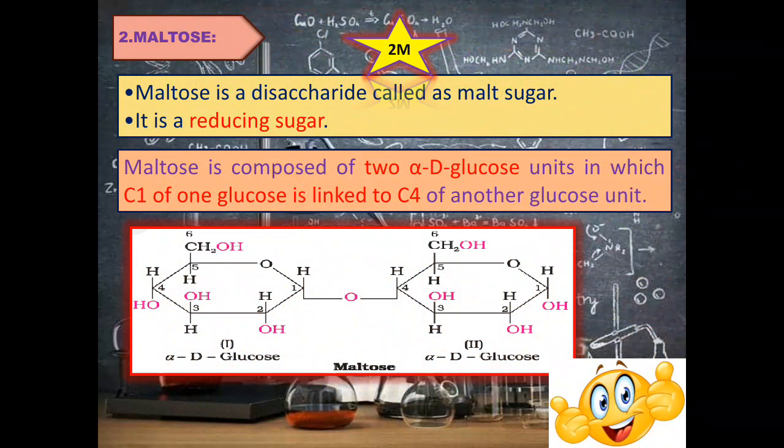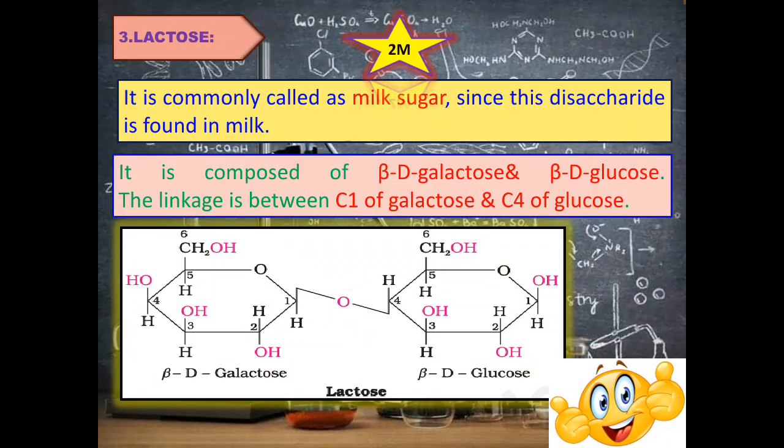Second disaccharide we studied in the previous class is maltose, which is a polymer of two alpha D plus glucose units in which a C1 C4 glycoside linkage is seen.